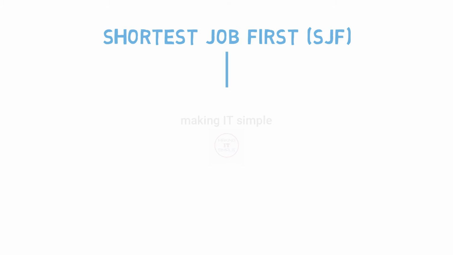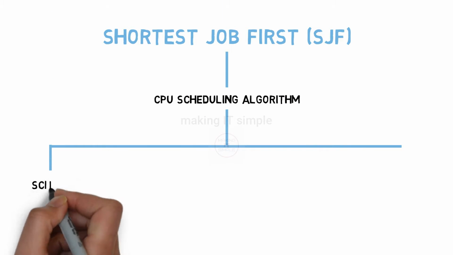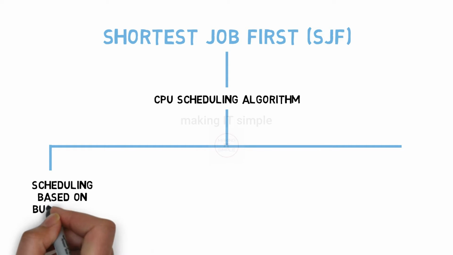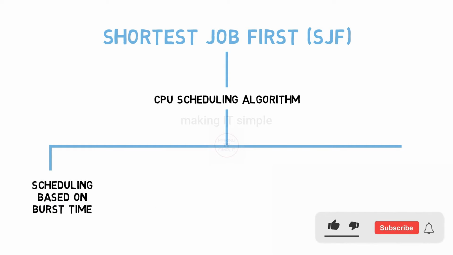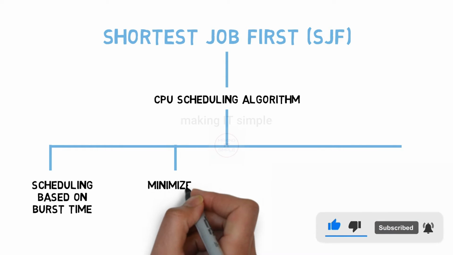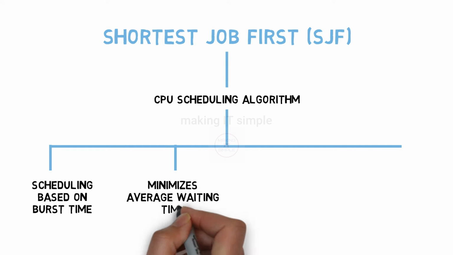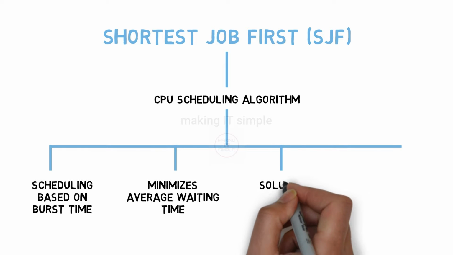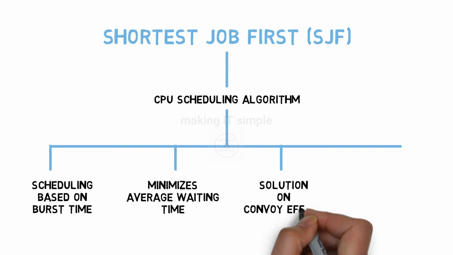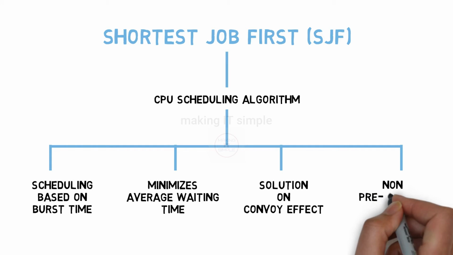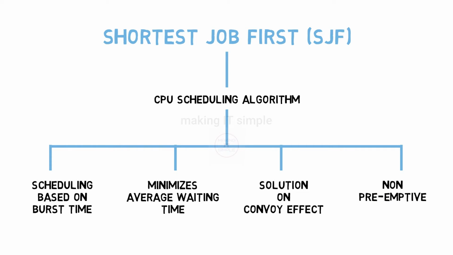So SJF or shortest job first is also a CPU scheduling algorithm. As the name suggests, it prioritizes scheduling based on the burst time. So the process that needs less execution time will be scheduled first. It significantly reduces the average waiting time problem that we faced in first come first serve scheduling algorithm. It is a solution to the convoy effect caused in FCFS. This algorithm is also non-preemptive. Once a process starts its execution, it won't leave until it completes its execution.